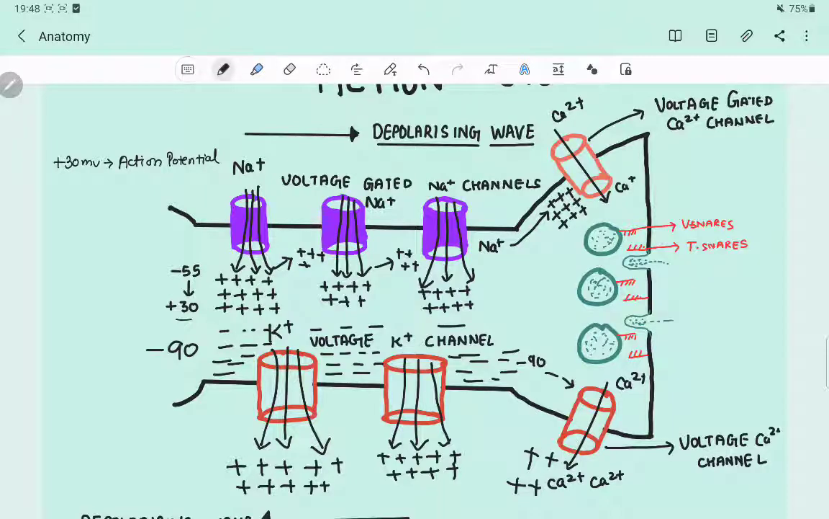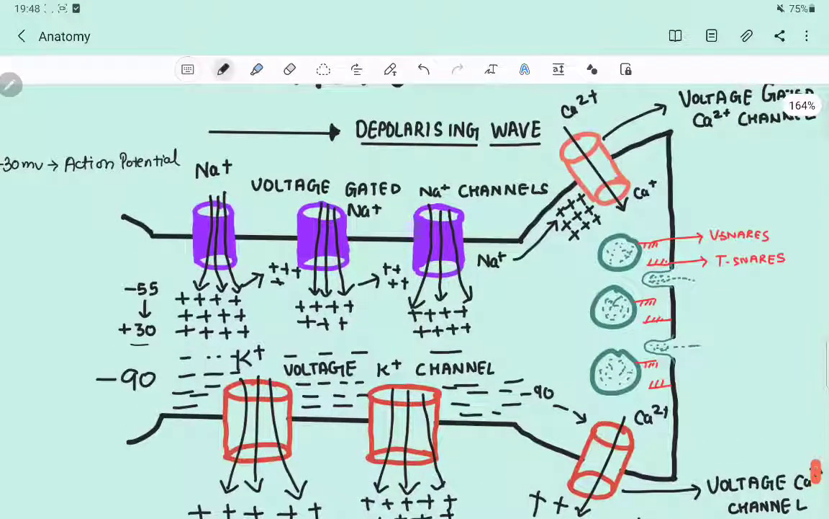Similarly here also, when it reaches minus 55 millivolts, the voltage gated sodium ion channels will open, and the positively charged sodium ions will influx. In this way, the depolarizing wave will travel throughout the length of the axon towards the axon terminal. Once it reaches the axon terminal, the membrane potential will be changed due to the influx of positively charged sodium ions. So the calcium ion voltage gated channels will also open, just like the sodium ion voltage gated channels, and there will be a rapid influx of calcium ions in the axon terminal.